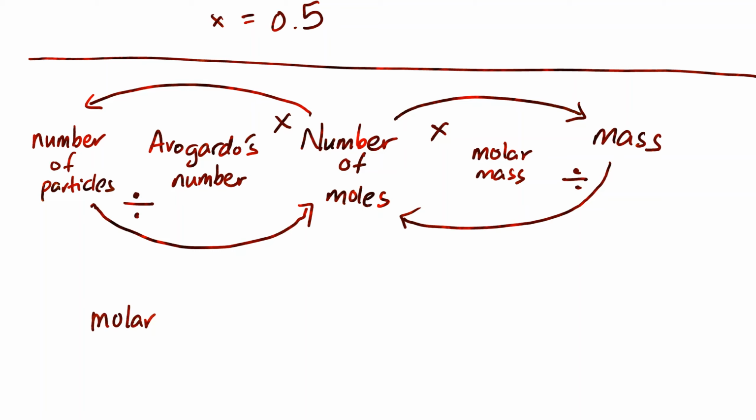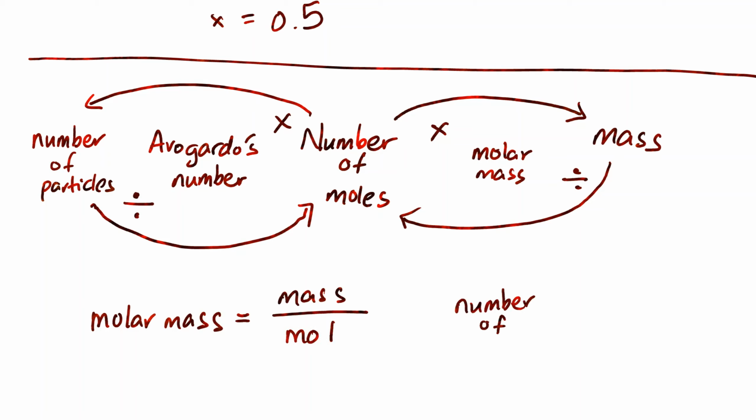Molar mass is equal to mass over mass per mole. And then number of particles is number of moles times Avogadro's number. So during the test, I'll give you these two equations. Which two? Up there. Molar mass is mass over mole, and number of particles is number of moles times Avogadro's number. Okay?